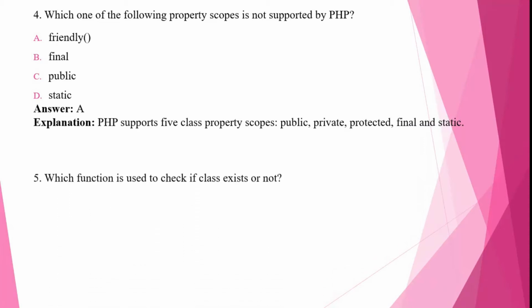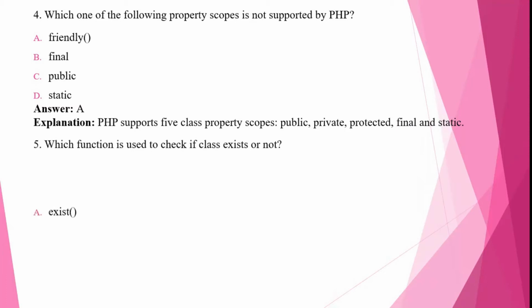Next question, which function is used to check if a class exists or not? First option, exist function. Next one, exist underscore class function. Third one, class underscore exist function, and the last one, $_exist function.